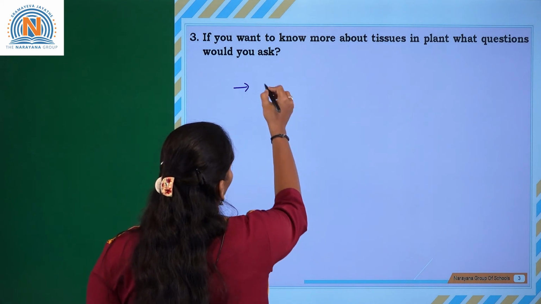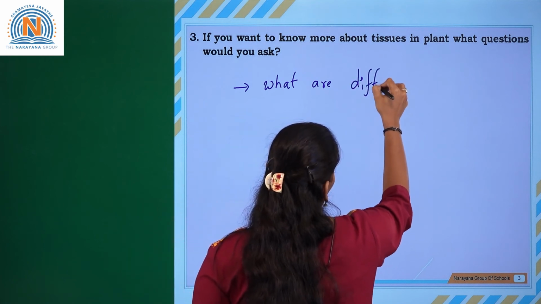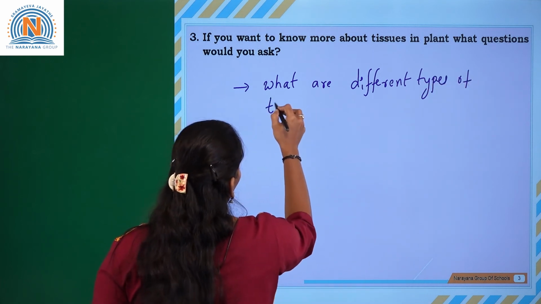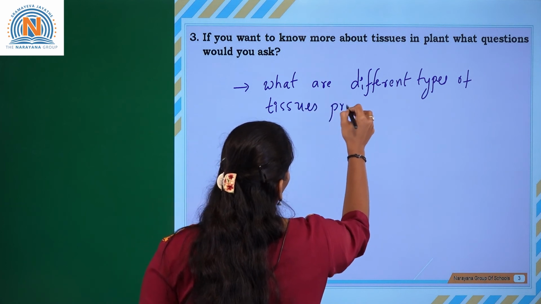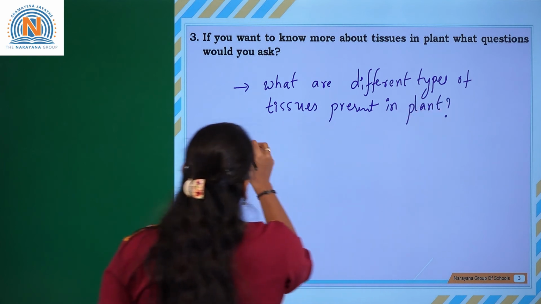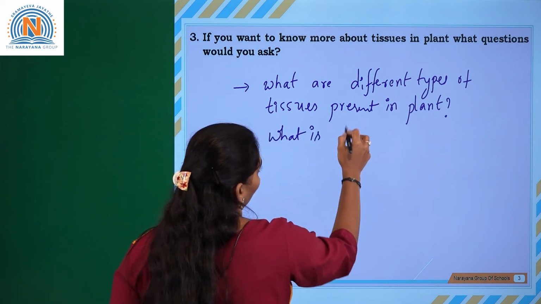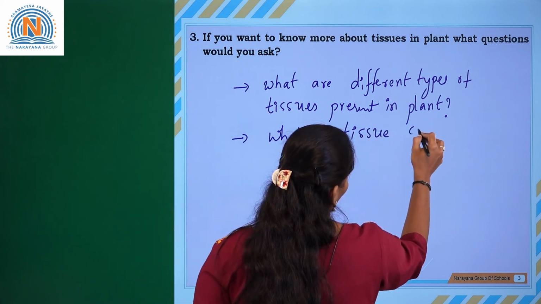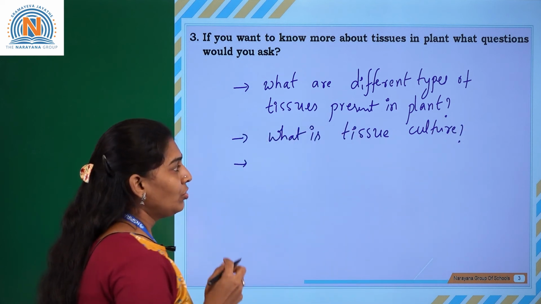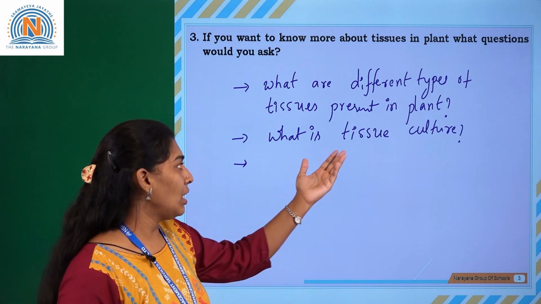The first question: what are the different types of tissues present in plants? And what is meant by tissue culture? What is tissue culture? This is also regarding tissues only. The tissue is placed in a nutrient medium and it gives rise to a new plant. So that is also related to plant tissues.